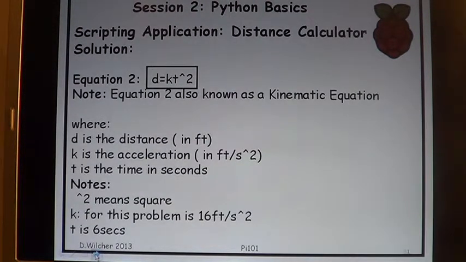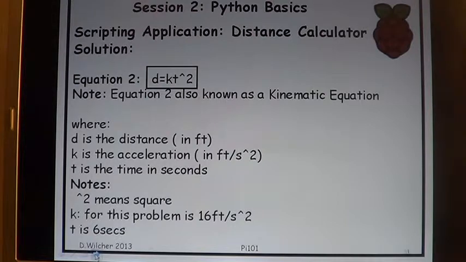So here's our equation. It's d is equal to k times t, and we're going to square the t. So right here we have the equation, and this is known as the kinematic equations. In physics they have Newton's laws of motion, and they decided to call these the kinematic equations that relate to motion related to acceleration and velocity. So this one is dealing with distance, and that's part of the kinematic equations.